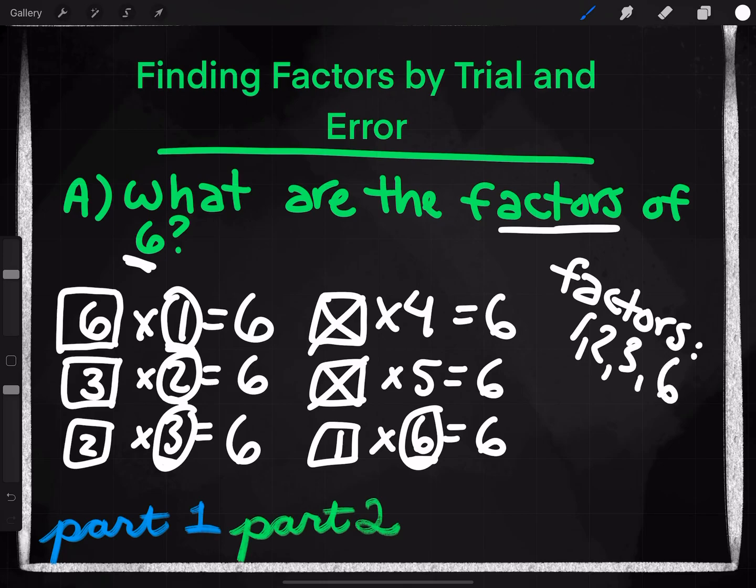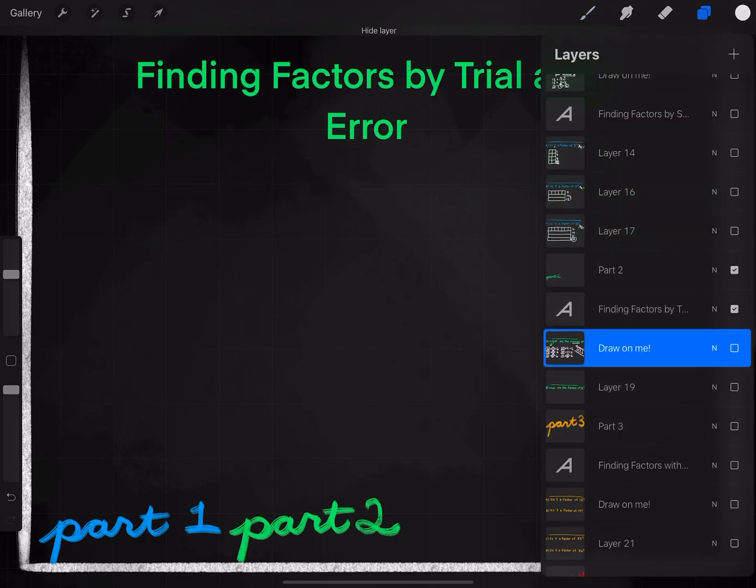So just by multiplying all the whole numbers, 1, 2, 3, 4, 5, 6, until we got to 6, by testing out whether it can be multiplied by something and then get 6, we were able to find the factors that way. I don't recommend this way normally because it's kind of a lot of work. So the skip counting will probably be easier, and also our next technique.